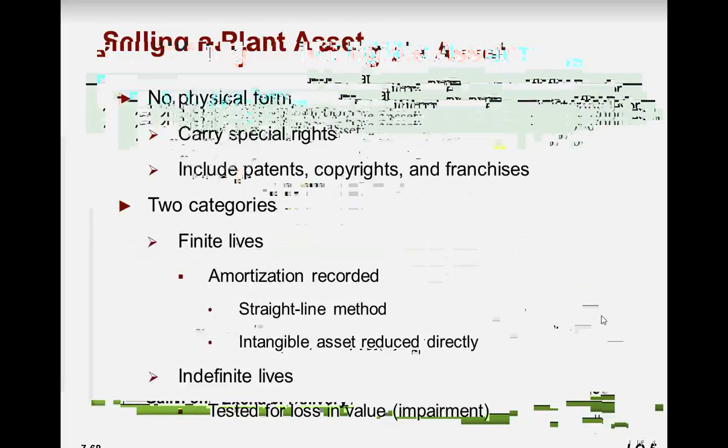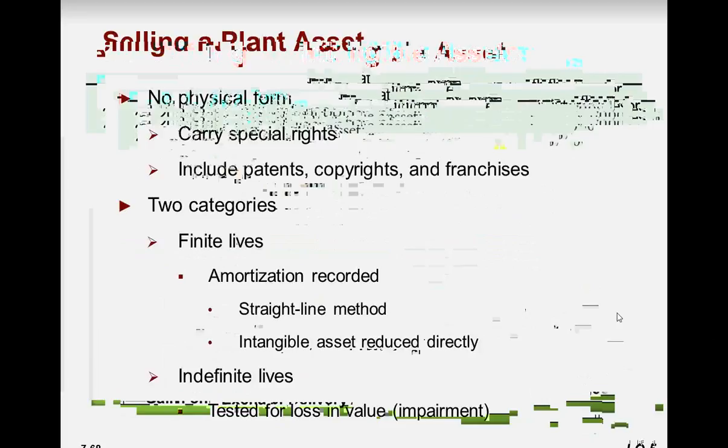Intangibles. Do any of you know what an intangible asset is or what the word intangible means? Blue says it's something you cannot touch. Something you can't touch or have, patents is an example. So there is truly no physical form. You might have a piece of paper, but there's no physical form to the asset.